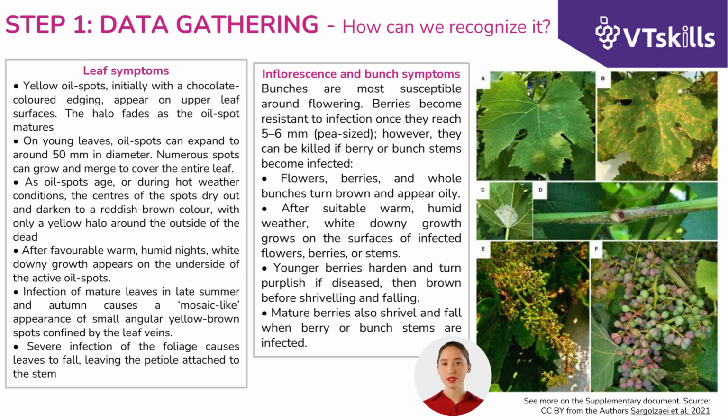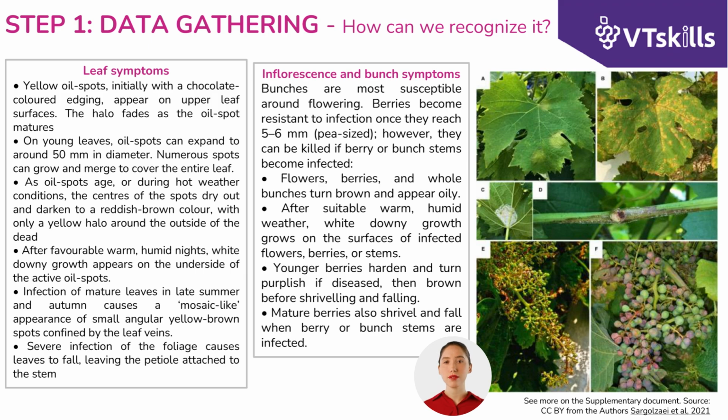As they age or during hot periods, the center of the spots dries out and turns reddish-brown, retaining a yellow halo at the margins. After hot and humid nights, a whitish mold typical of downy mildew appears on the underside of infected leaves. Infection of mature leaves in late summer and autumn causes a mosaic symptomatology with small yellow-brown angular spots bordering the veins. In the case of severe infection, the leaves fall prematurely, leaving only the petiole attached.